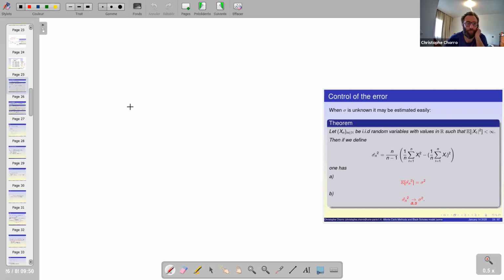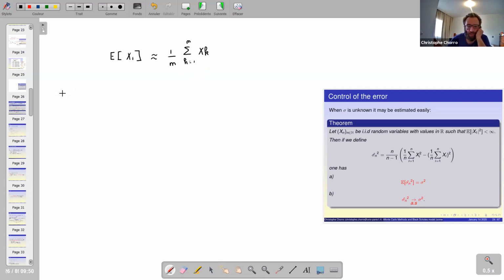So we have seen together that the expectation of x1 may be approximated by 1 over n sum from k equal to 1 to n of xk, with a convergence that is almost sure and in L1.